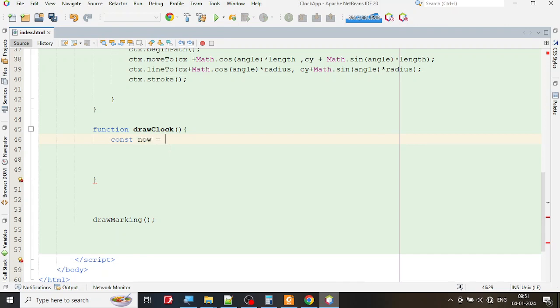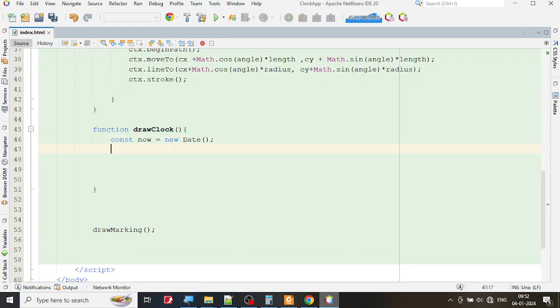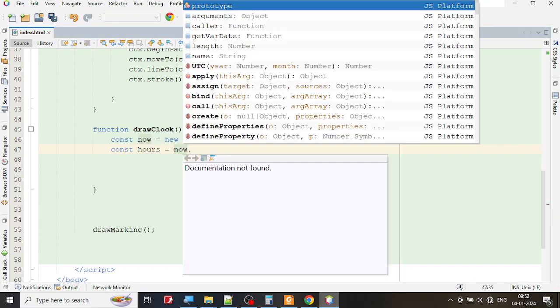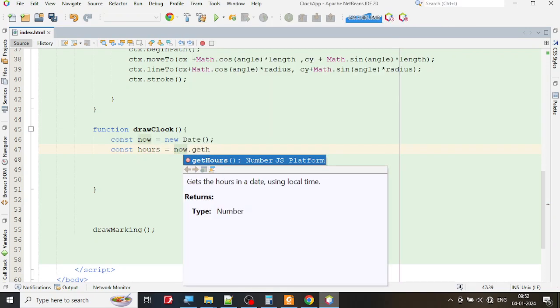So how do you do that? I'm going to get a new date. This new date is going to give me the date with the current time. Whenever you call it, that second it's going to give me that. From this, I'm going to get the hours. How do you get these hours? So you are going to say hours is equal to now dot get hours.